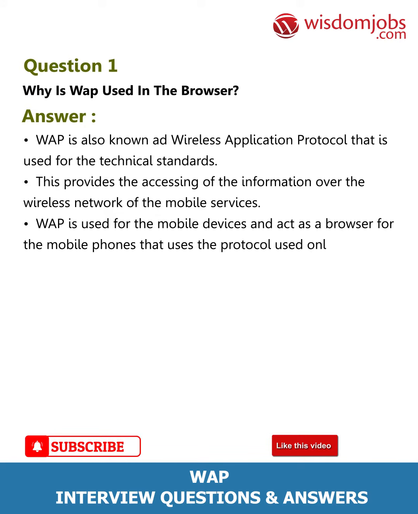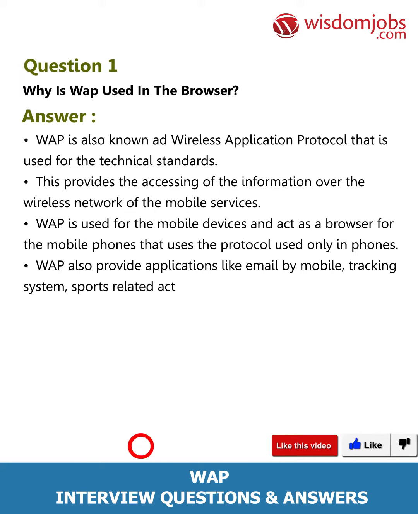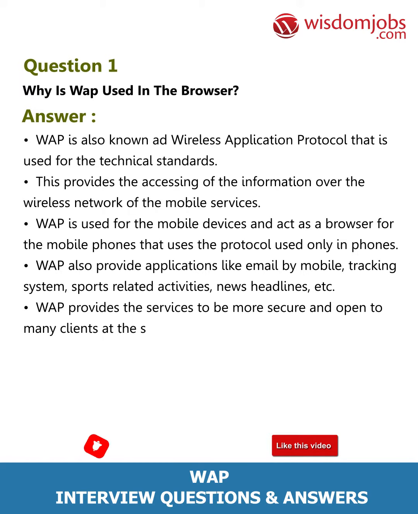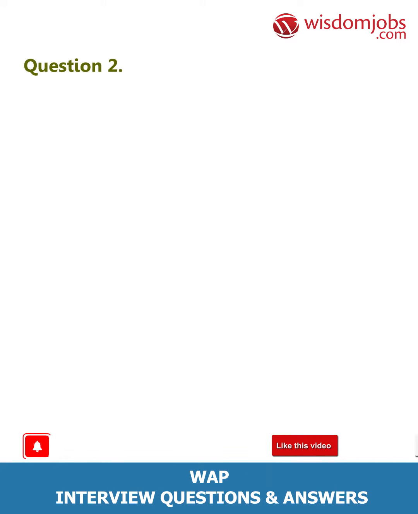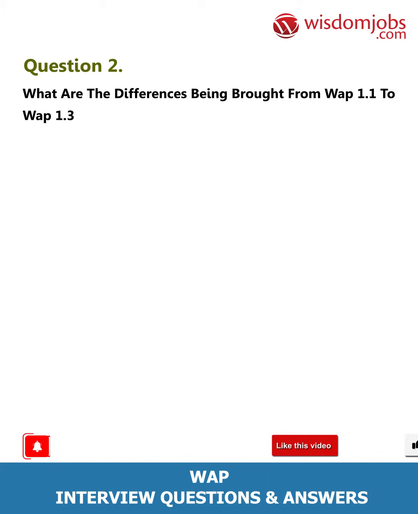used only in phones. WAP also provides applications like email by mobile, tracking system, sports-related activities, news headlines, etc. WAP provides the services to be more secure and open to many clients at the same time with interactive data services. Question 2. What are the differences being brought from WAP 1.1 to WAP 1.3?